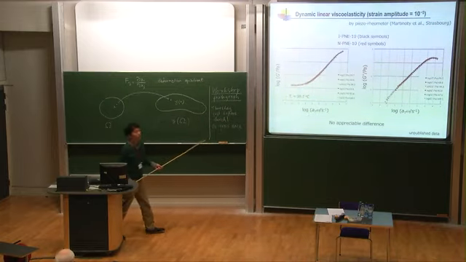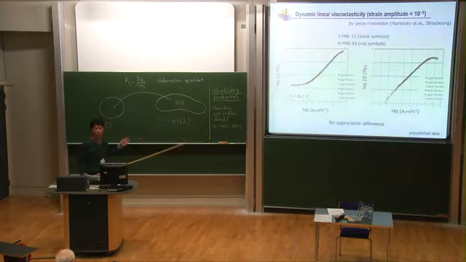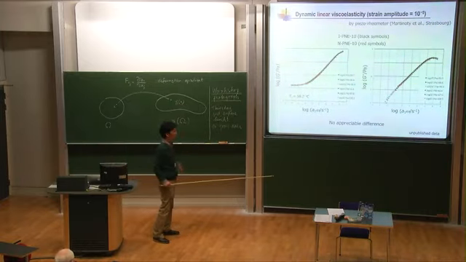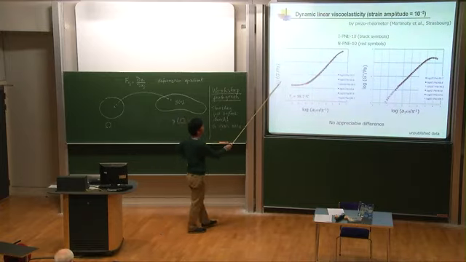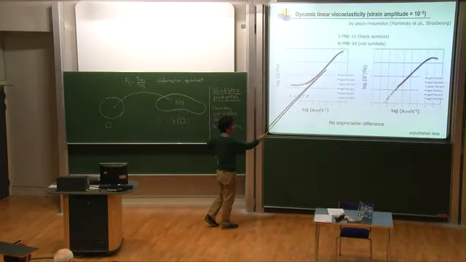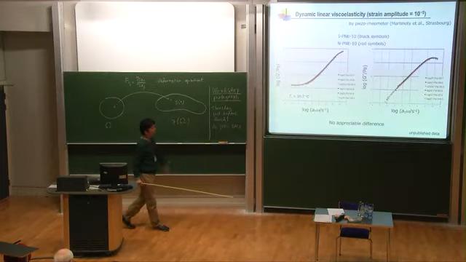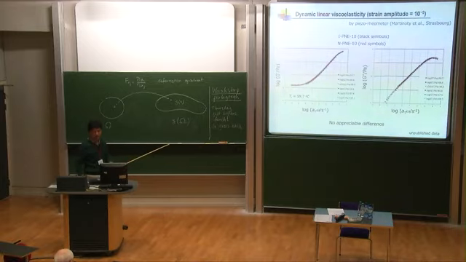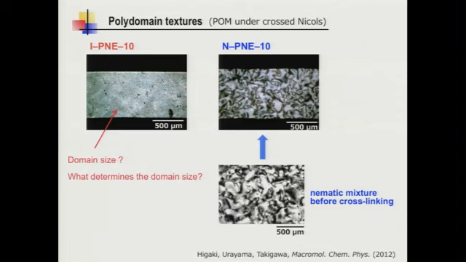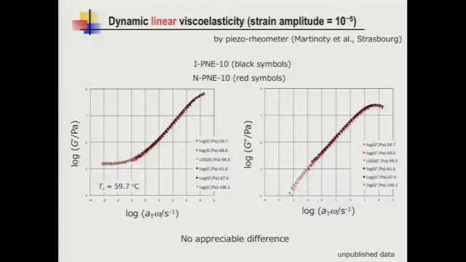So you can see that there is almost no difference. Actually, this spectrum is qualitatively similar to conventional polymer networks. Here is the rubbery plateau, this is the transition regime, and this is the Rouse-type behavior. So it looks like the mesogen doesn't matter at all. The texture is very different, but there is no difference in the linear viscoelasticity. Personally, I was really surprised by this data.